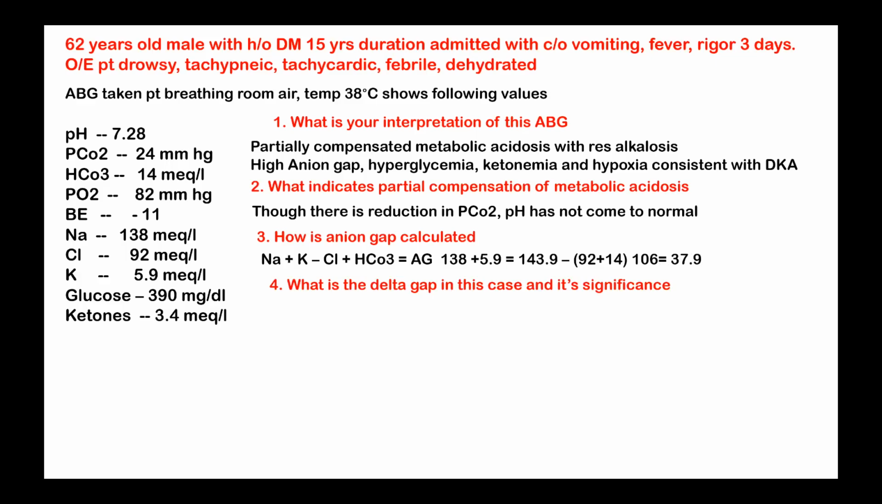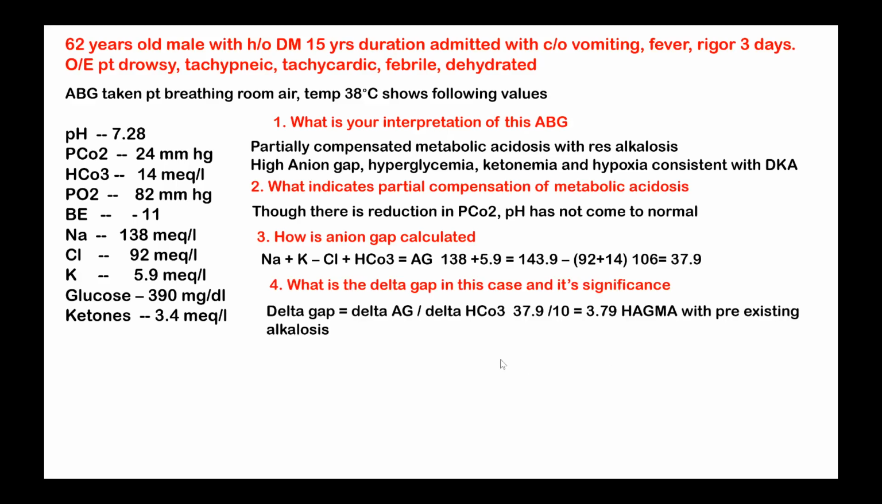What is delta gap in this case and its significance? Change in anion gap by change in bicarbonate, sir. So delta gap is equal to delta anion gap divided by delta bicarbonate. Here the anion gap change is 37.9 minus normal, and bicarbonate has gone from 24 to 14, so it is 10. So the ratio is 3.579. So it is a high anion gap acidosis with pre-existing alkalosis. That is the importance of delta gap.